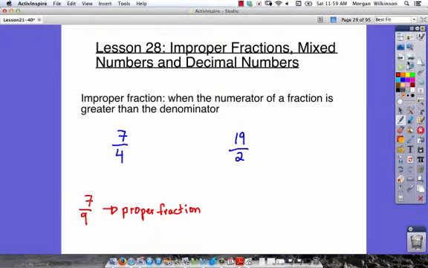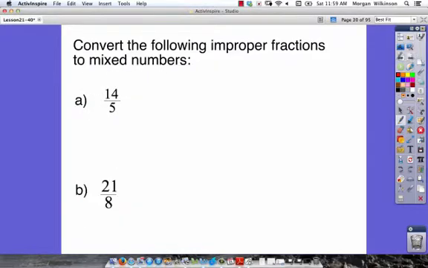Let's look at our first example for today. We want to convert the following improper fractions to mixed numbers. Now what we're saying is 14 fifths, or 14/5, which is the same thing as 14 divided by 5. And we can go through the division to find out what our mixed number answer will be. We know 5 goes into 14 2 times, and we get 10, with 4 left over. We have our answer. We've got 2 with 4 out of 5 left over. So we've got 2 and 4 fifths.